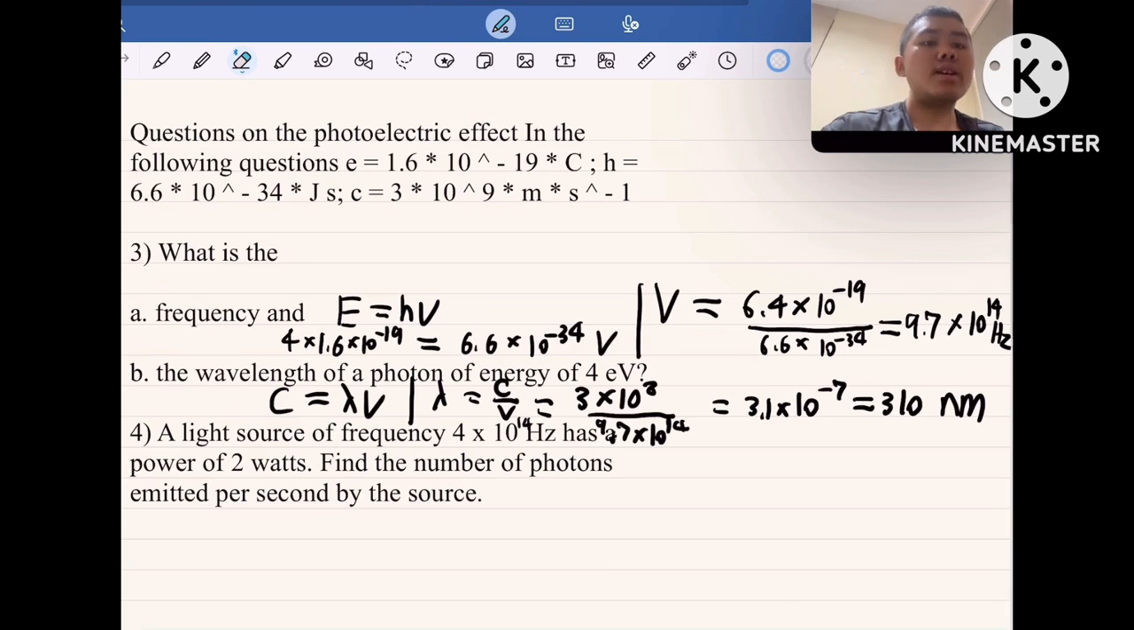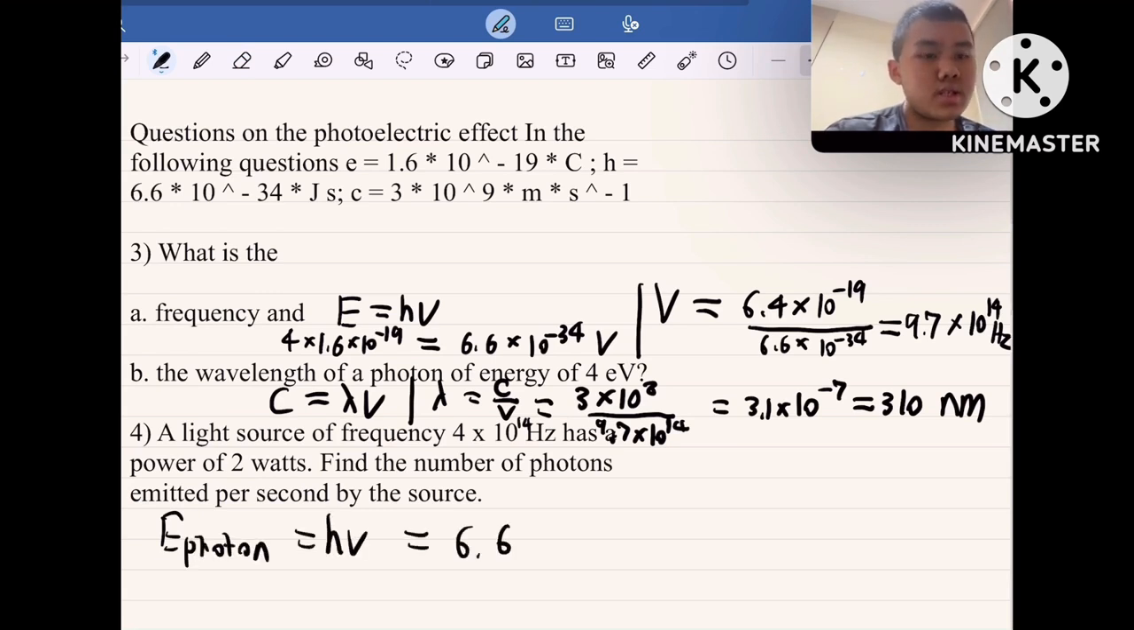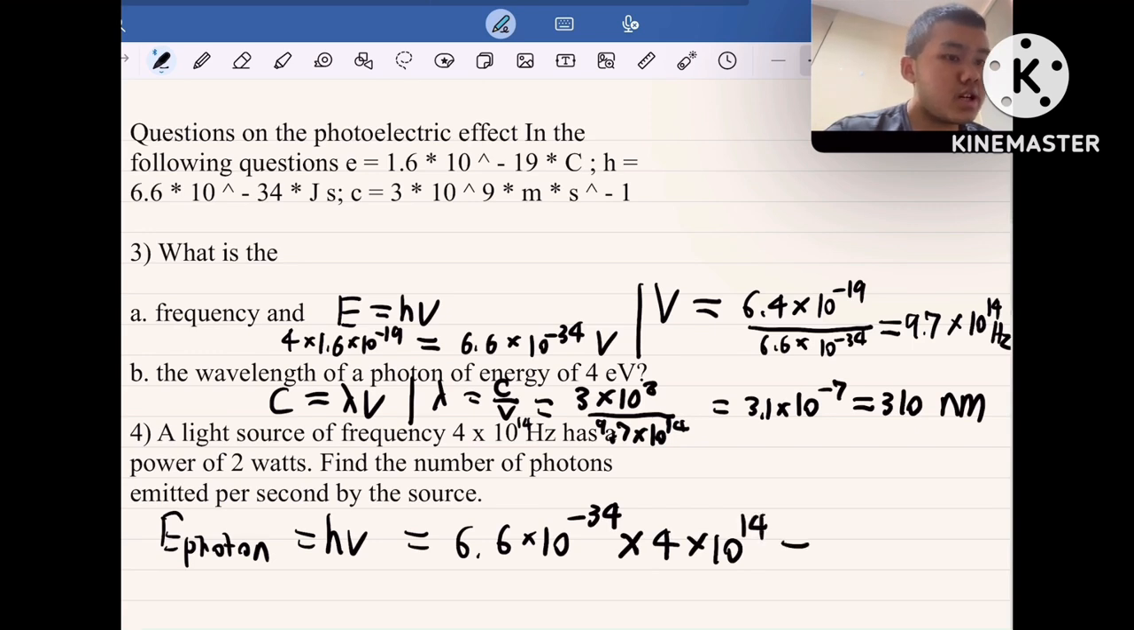For the next question, a light source of frequency 4 multiplied by 10 power 14 Hz has a power of 2 watts. How many photons are emitted per second by the light source? The energy of a photon equals hν, equals 6.6 multiplied by 10 power minus 34 multiplied by 4 multiplied by 10 power 14, equals 2.64 multiplied by 10 power minus 19 joules.